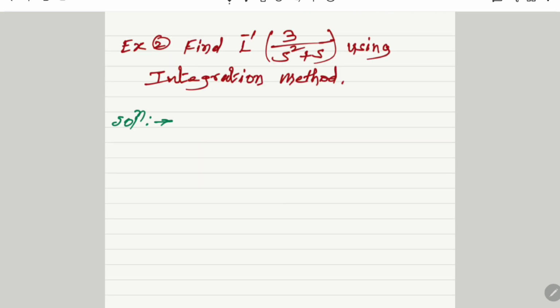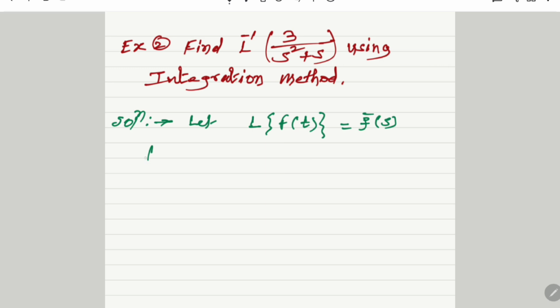Example number 2. Find inverse Laplace of 3 divided by s square plus s using integration method. What is that integration method? For that, let if Laplace of f of t is f bar of s, then Laplace transform of integration from 0 to t f of t dt is 1 by s into f bar of s.